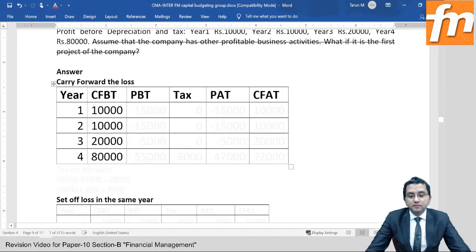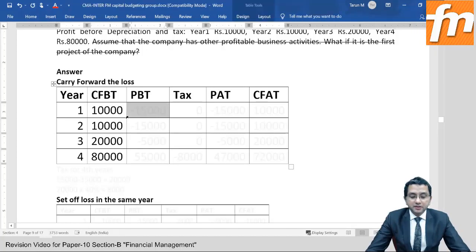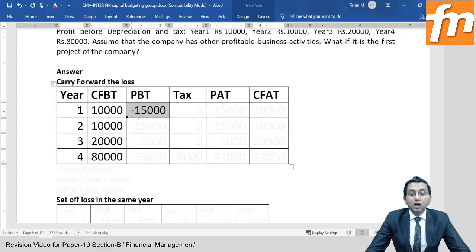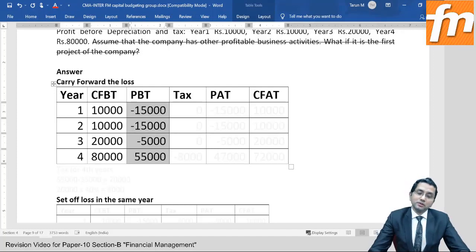Now 10,000 minus 25,000 depreciation is negative profit. That is a loss of 15,000 rupees. Next year, same 15,000 rupees of loss. Then 20,000 minus 25,000, a loss of 5,000 rupees. Then 80,000 minus depreciation of 25,000 gives you PBT of 55,000.